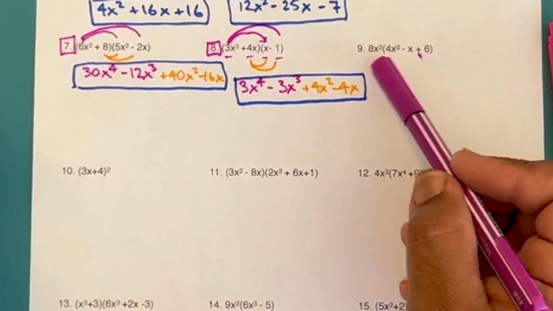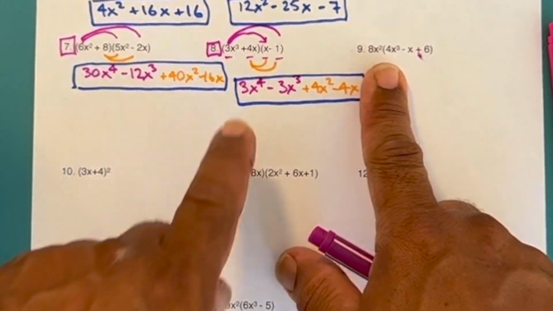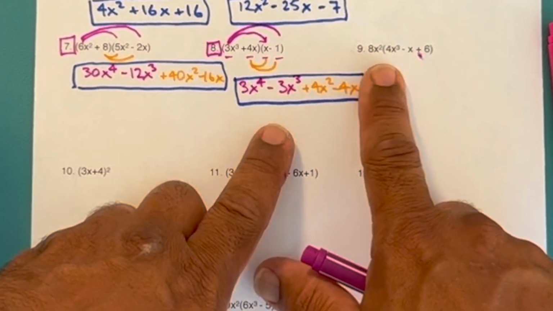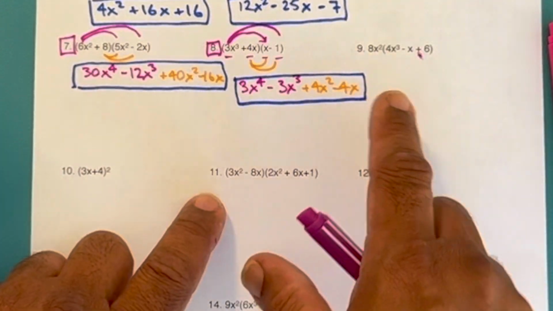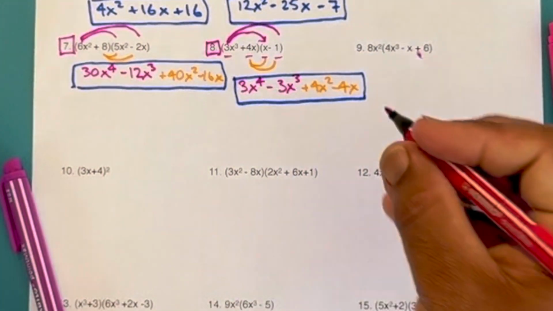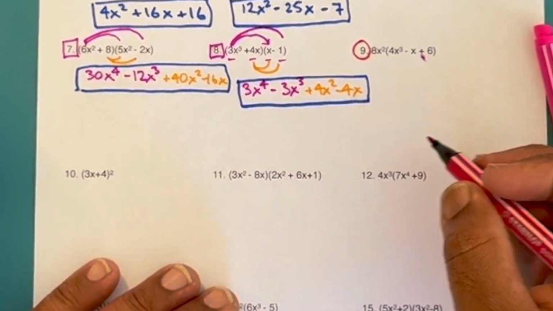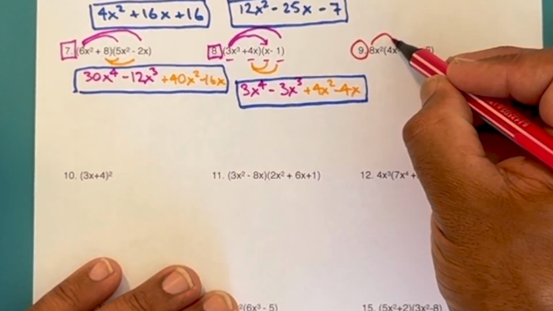1, 2, 3, 4. Oh, but that's weird though. Here we have 2 next to each other and 2 next to each other. So this one kind of looks like the first one mixed with the second. This one's weird, so we're going to put a circle around this guy. Let's see what happens. So I've got 8x squared times that.